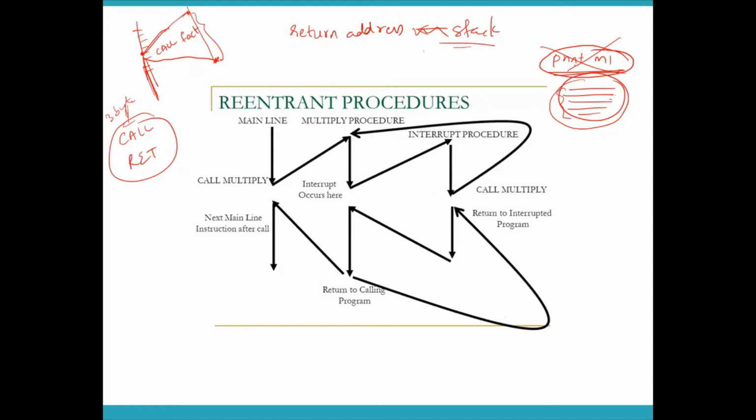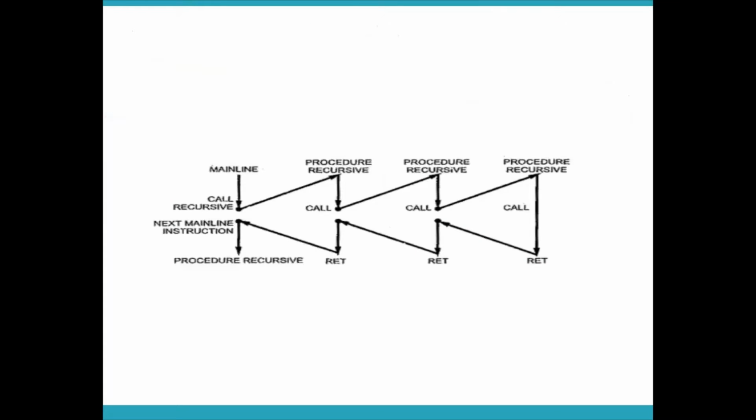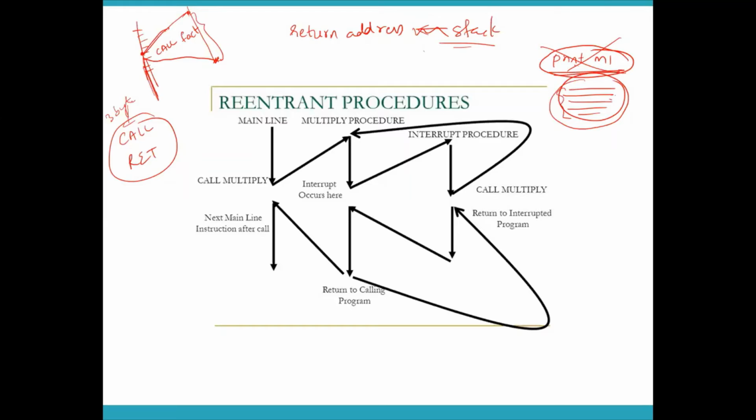So if the number of statements to be repeated, the body of your macro, is too small, then the better option would be to go for a macro. But if the code that you want to repeat, your function code itself, is very big, then it is advisable to go for procedures. Procedures are of two types: re-entrant procedures and recursive procedures. It's very simple, don't worry, I'll wind up in 5 minutes.